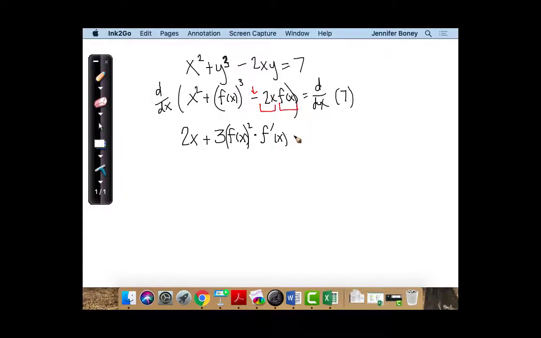So I get negative 2 times the original f of x plus the original negative 2x times the derivative of f of x. So that's f prime of x. And that's differentiating with respect to x each of the terms on the left-hand side. And then on the right-hand side, the derivative of 7 with respect to x, it's a constant, so its rate of change is 0.